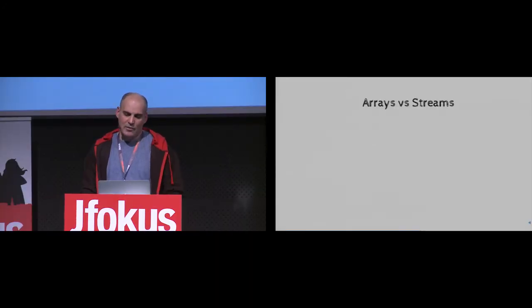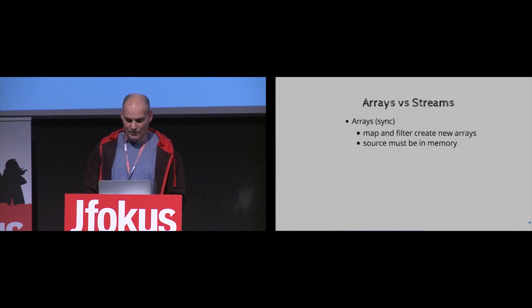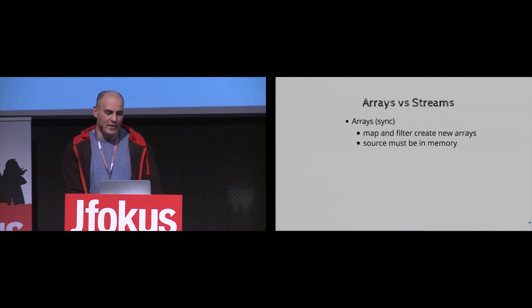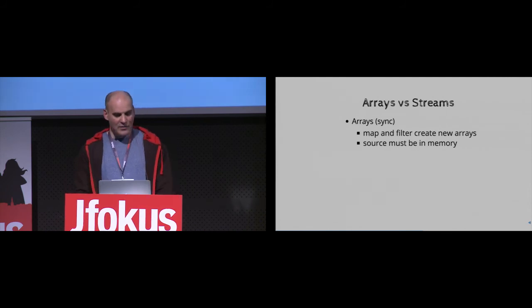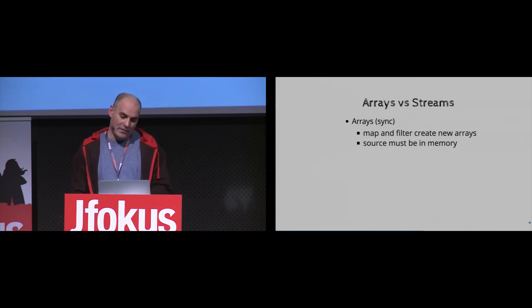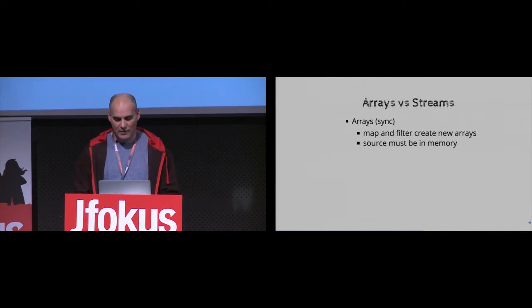So let's see some differences between arrays and streams. Arrays are for synchronous handling. As we have seen at the beginning, we have map and filter, and something to notice is that they create new arrays. And then, obviously, we need these values in memory. And that could have some performance implications.